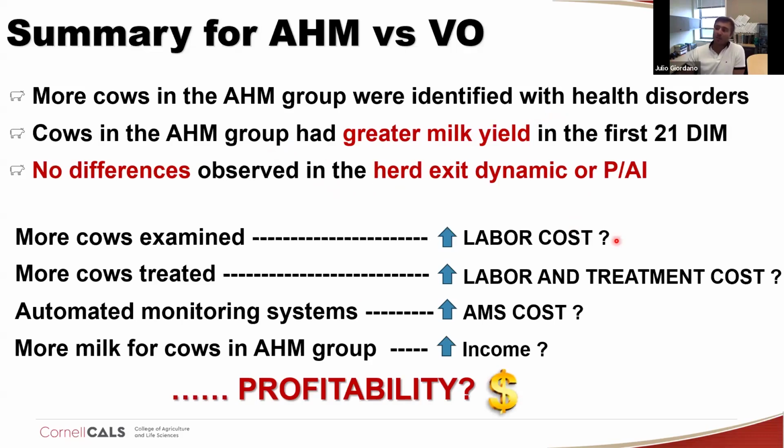So now the questions that relate to profitability are, well, you have to do more clinical exams. So does that increase labor costs? You treat more cows. What are the implications of that on labor and treatment costs? What about the cost of the technology? And finally, does the increase in milk income compensate for all those extra costs?